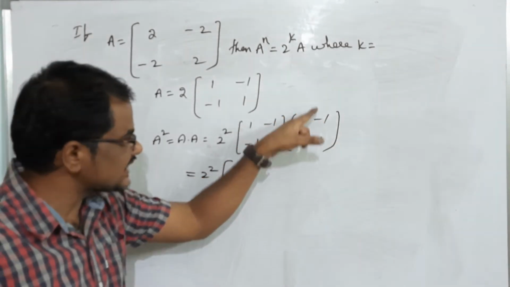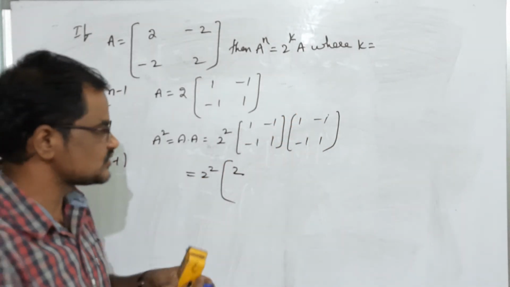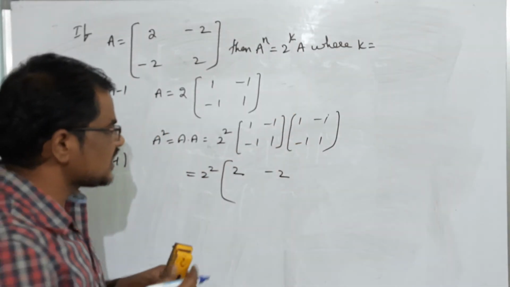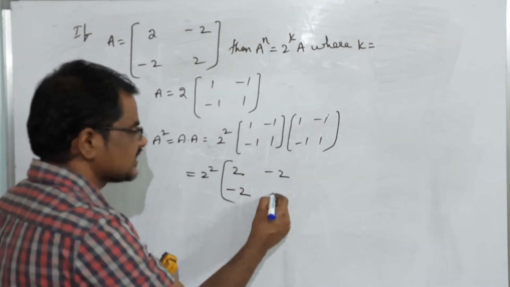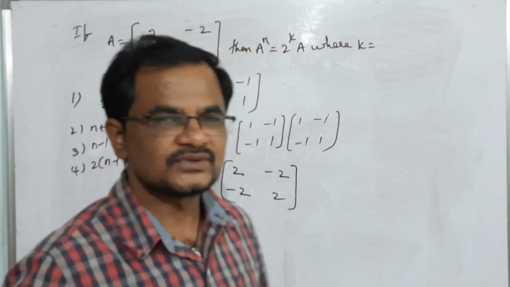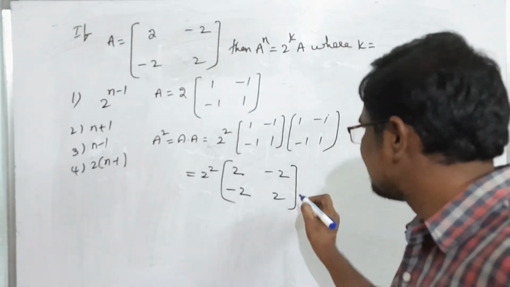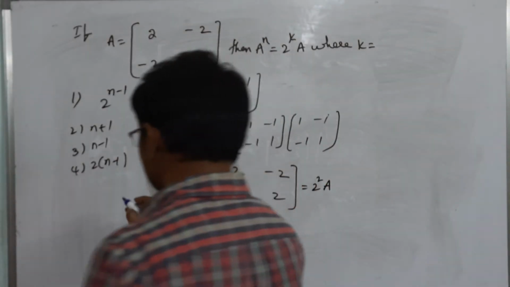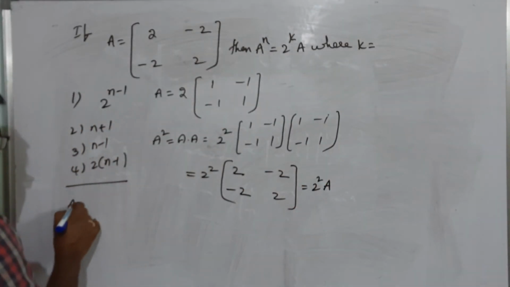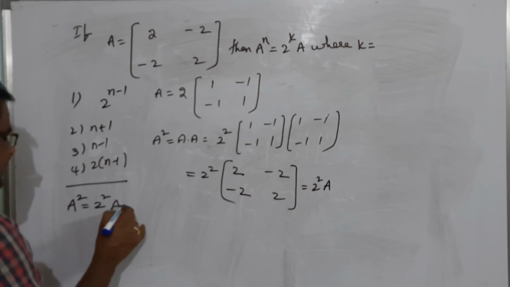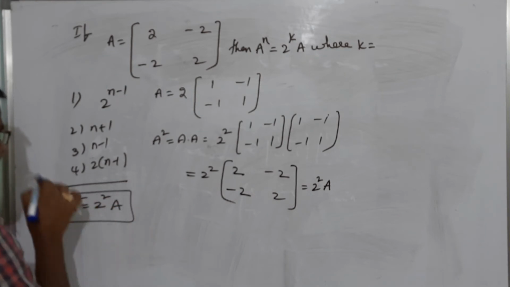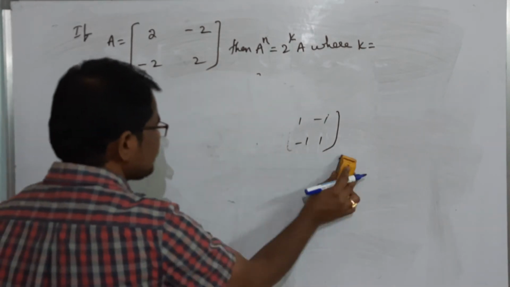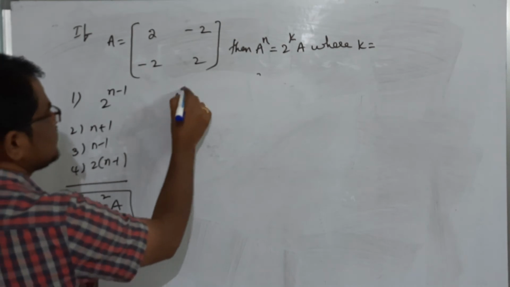First row with the second column: minus 1 and minus 1, so you get minus 2. Second row with the first column, minus 2. Second row with the second column, plus 2. So that is equal to 2 square into A, okay? So here I will write that A square equals 2 square into A, right? This is the first condition. Again, you do A cube also. What will you get?